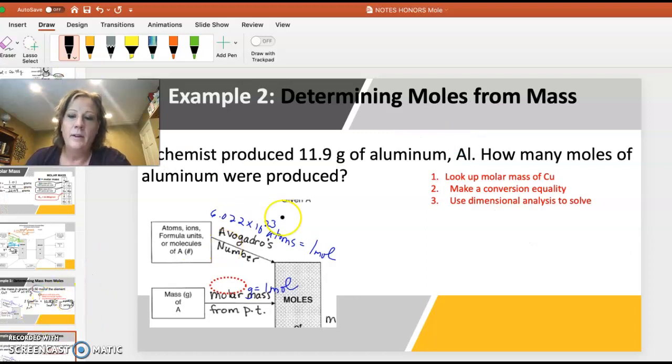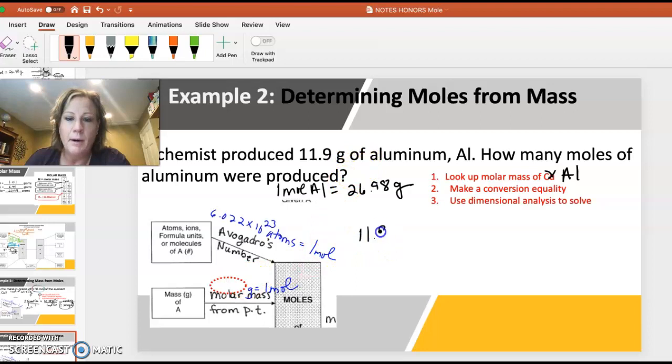So now we can go the other direction too. So I'm going to, whoops, this should be aluminum. I'm going to look up aluminum's molar mass, and 1 mole of aluminum is 26.98 grams of aluminum. And I'm going to use the mole map. I forgot to last time, I'm sorry. So the chemists produced 11.9 grams of aluminum.